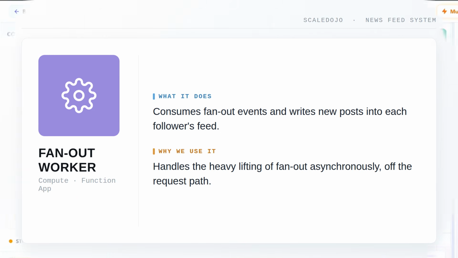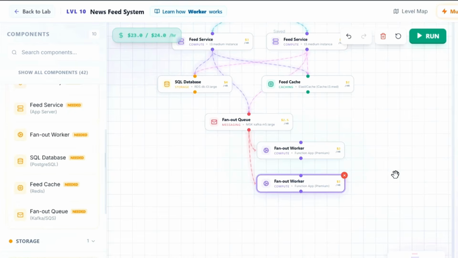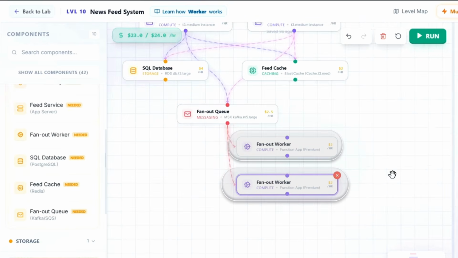Next, we have the fan-out workers. The fan-out workers continuously consume messages from the fan-out queue. Each worker processes one post at a time. Its first responsibility is to determine all the followers of the user who created the post. After identifying the followers, the worker writes the new post directly into each follower's cached newsfeed inside the cache memory.